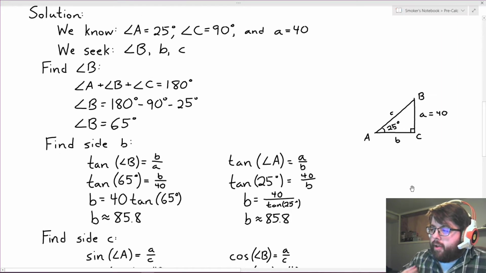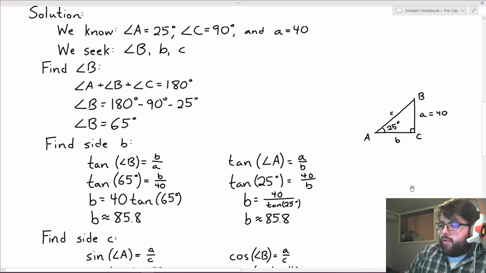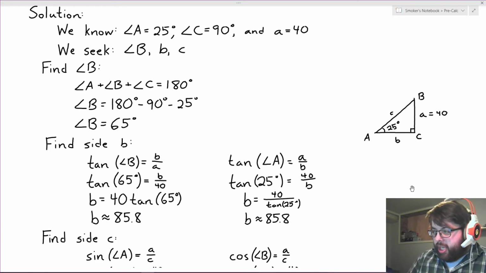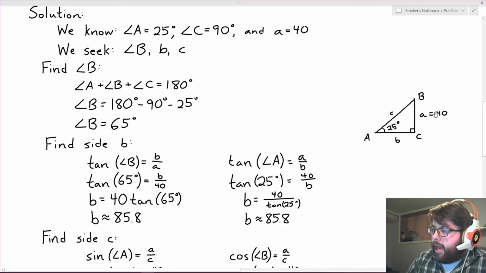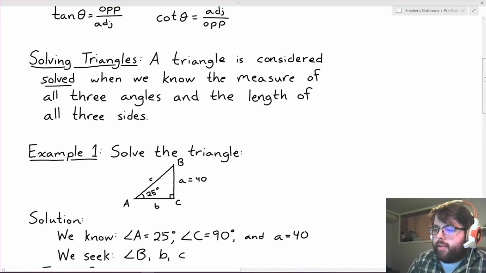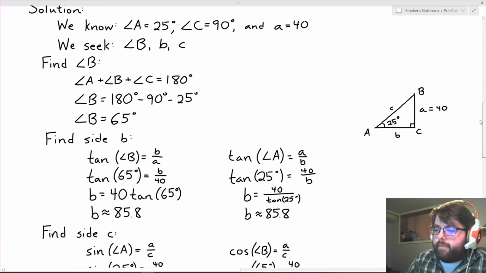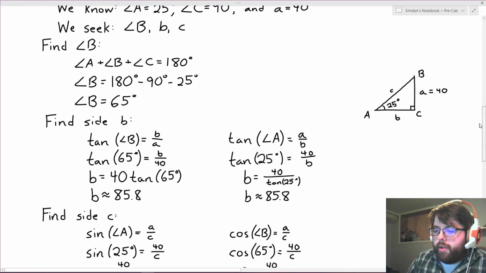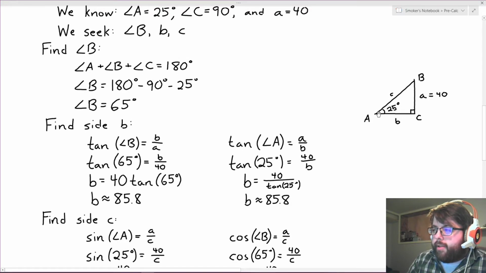So instead of using B and using the Pythagorean theorem, which some people might suggest at this point, I'm going to go back to the trig functions, because I know A, I can use A, and I want to find C. If I'm looking at this from angle A, this is opposite and this is the hypotenuse. An opposite and a hypotenuse use the trig function sine, so that's the trig function I want to use. So sine of the 25 degrees is equal to 40 over C.